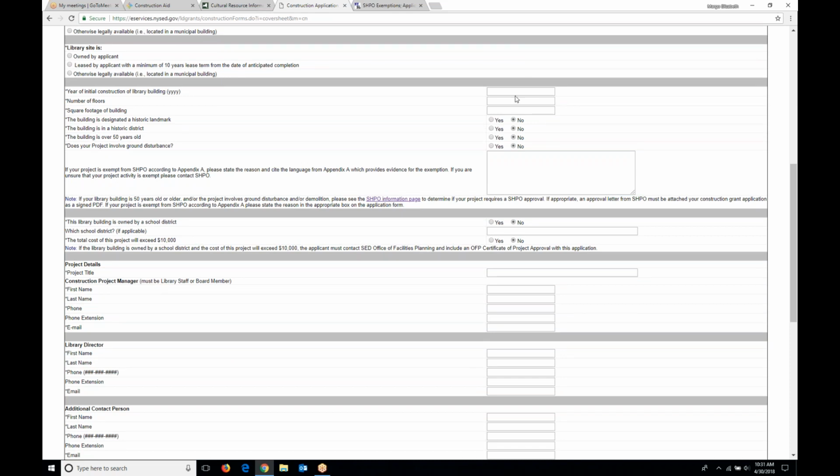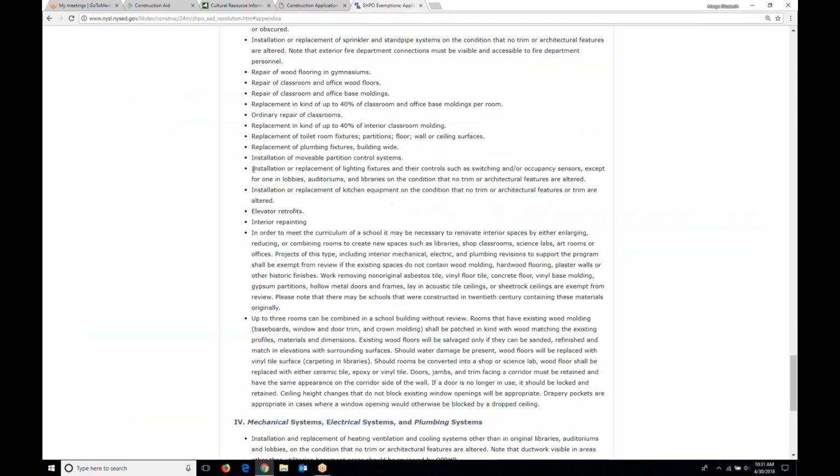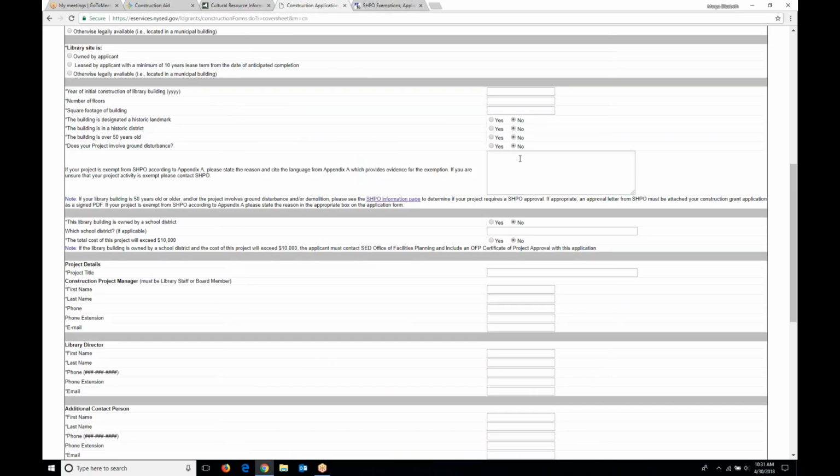You do need to know when your library was constructed, the square footage of the building, and its historic status. Remember when I said that some projects are exempted? You do have to copy the language, installation or replacement of lighting fixtures, and paste it here if you believe that your project is exempted from SHPO approval.